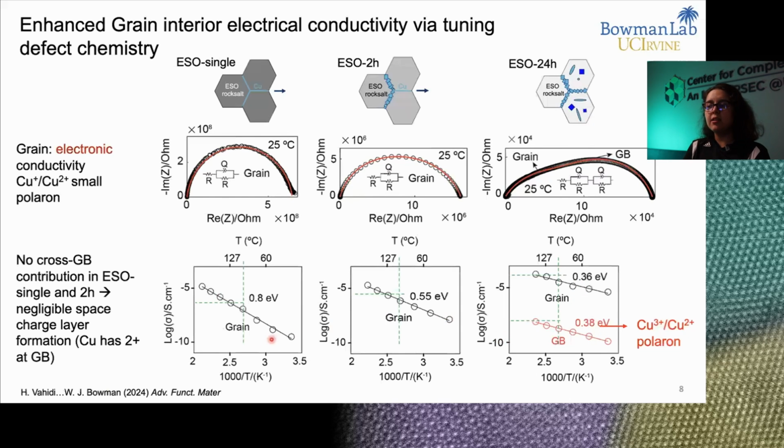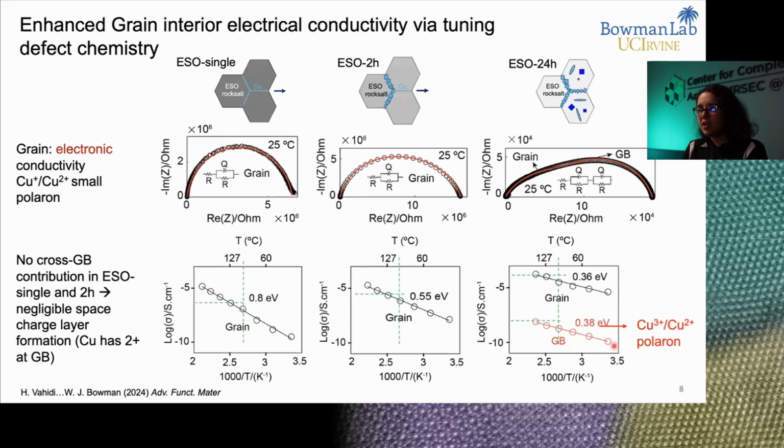But if you look at the values, conductivity increases by about 2 orders of magnitude from the single phase sample to the 2-hour specimen inside of the grain, and then by 2 orders of magnitude from the grains in the 24-hour sample compared to the 2-hour sample. So a total 4 order of magnitude increase in electrical conductivity here, which we believe is a copper +1, copper +2 small polaron hopping, or an N-type small polaron hopping in the grain.